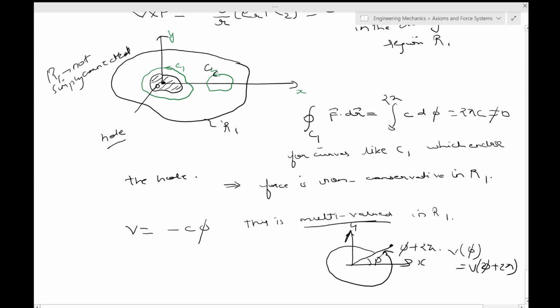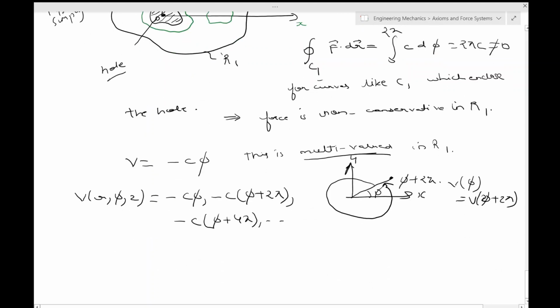Okay, and that would imply that v of r, phi, z is equal to minus of c phi, it will be minus of c of phi plus 2 pi, and it will be minus of c of phi plus 4 pi, and so on. So the single valuedness is lost over here, just because it's a non-conservative force. Okay.